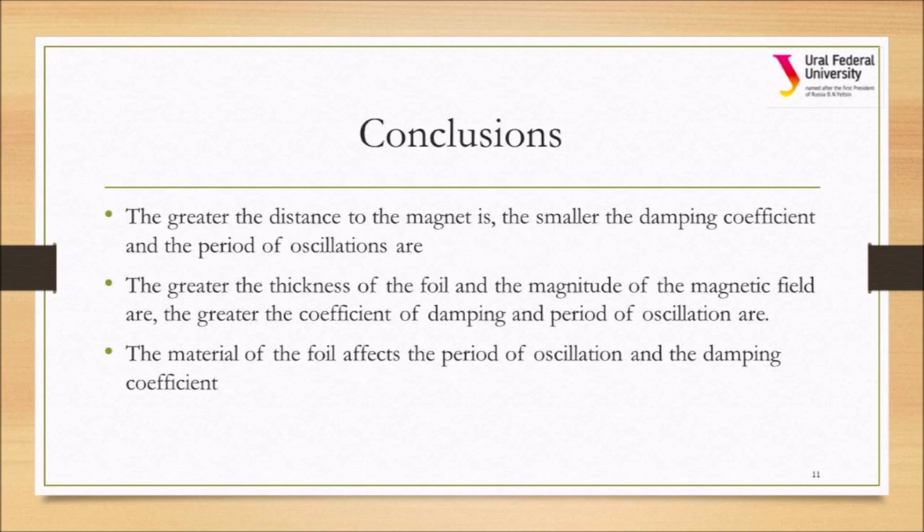Our experiments show that the greater the distance to the magnet is, the smaller the damping coefficient and the period of oscillations are. The greater the thickness of the foil and the magnitude of the magnetic field are, the greater the coefficient of damping and period of oscillations are. The material of the foil affects the period of oscillation and the damping coefficient.